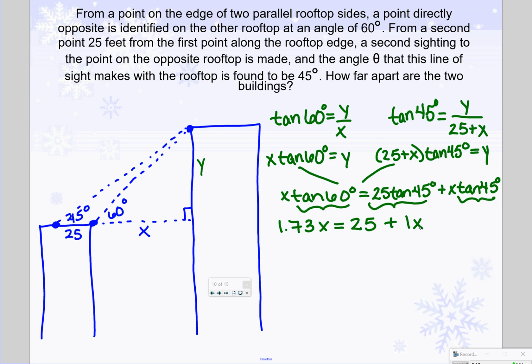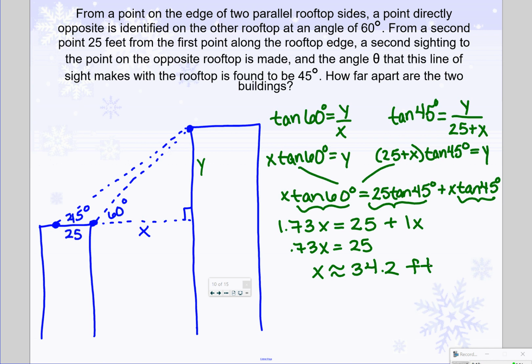Just a linear equation, right? Get the x's together, probably, because they're on either side of the equation. Move one of them. If I subtract 1x, I'm going to get 0.73x equals 25, and then divide by that 0.73. And you could always give it a few more decimal places if you need to. Approximately 34.2, and what am I labeling here? Feet is my unit of measurement.